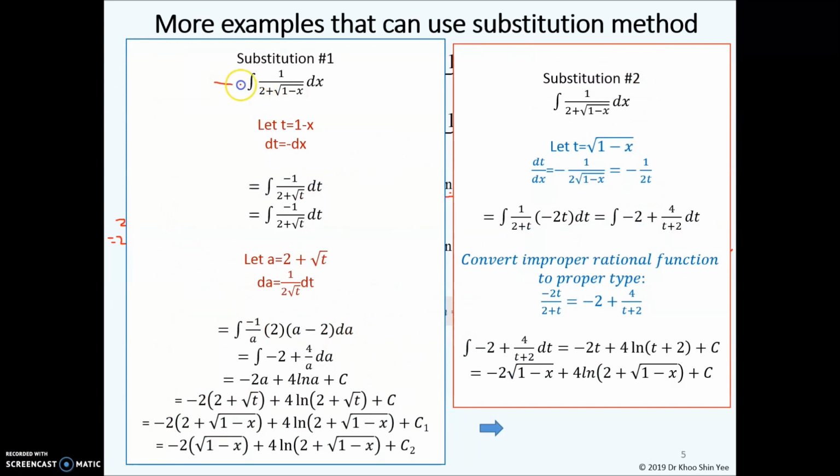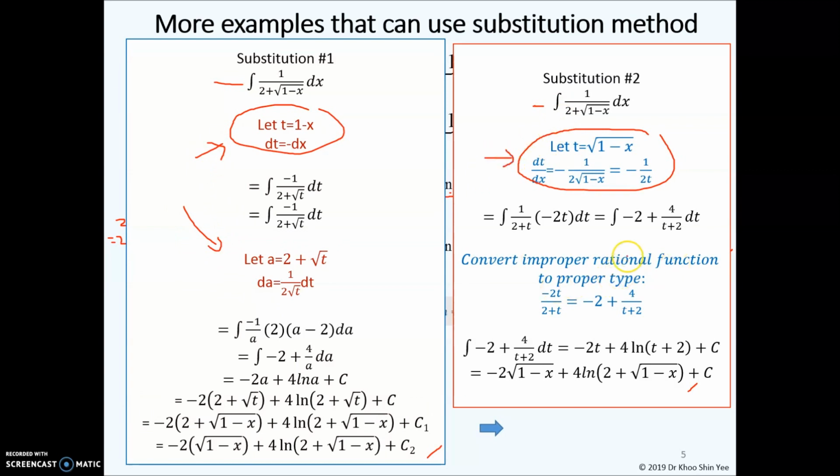You can see that for the same problem here, by using different substitution, we are able to get the answer. If you compare, you will get the same answer. So this method involves 2 substitutions, and this method involves 1 substitution, and you have to convert the improper function to the proper rational function. Right? So depending on which one you found it easy, then you choose the method.